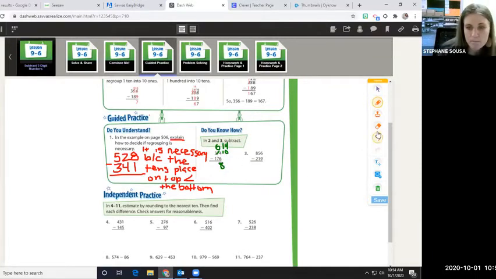Okay? Now we're going to take a look at our tens place. This 7 became a 6 because we regrouped it into the ones. We have 6 tens minus 7 tens. That's impossible. So I have to regroup this again. So I'm going to borrow 100, and that's going to become 2 hundreds. And now I have 16 ones. So we have 16 ones minus 7 ones.